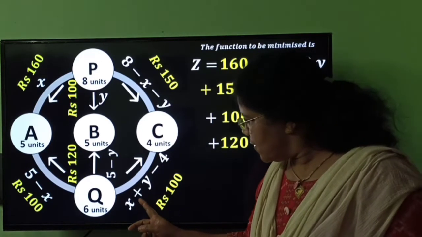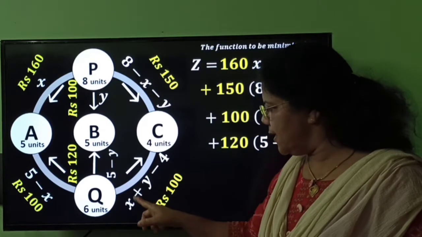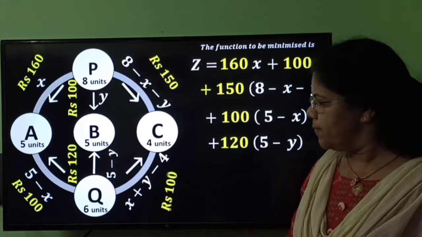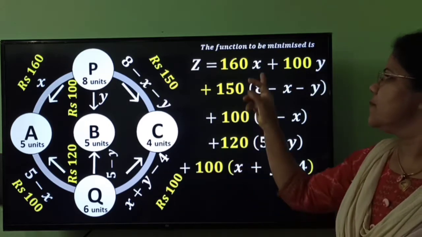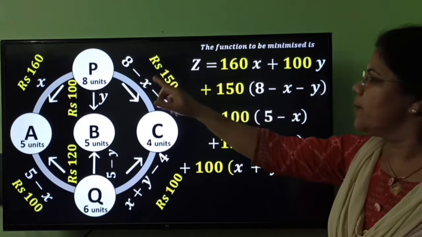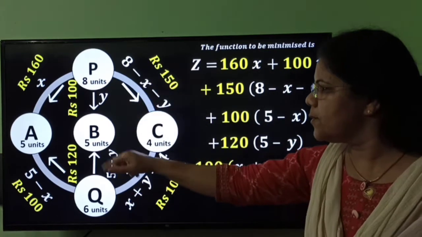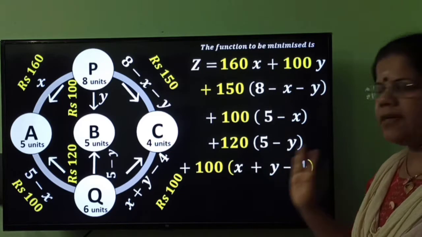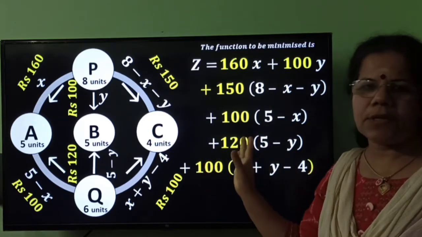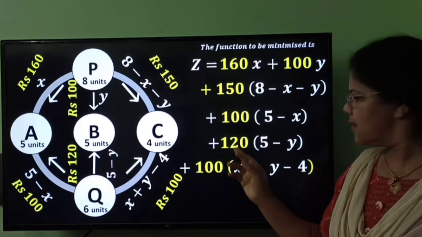Next, plus 100 into (x plus y minus 4). So all these things from P to A, P to B, P to C, Q to A, Q to B, Q to C are the transportation costs. You can take your own time and go through this, right?